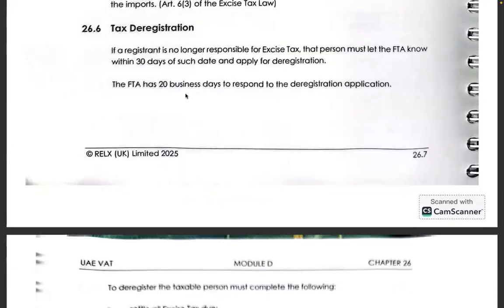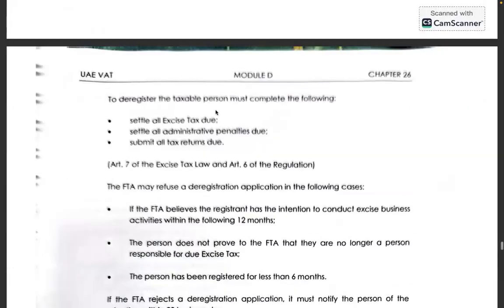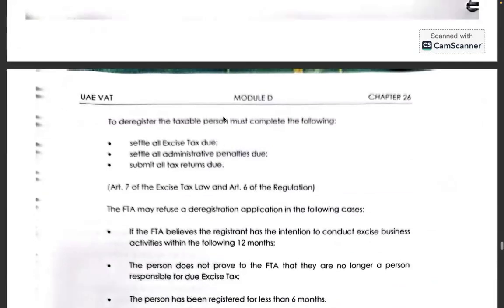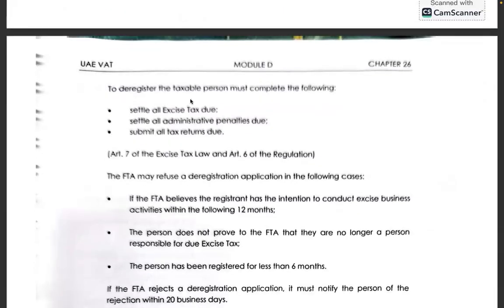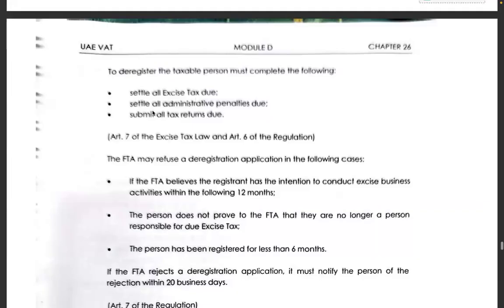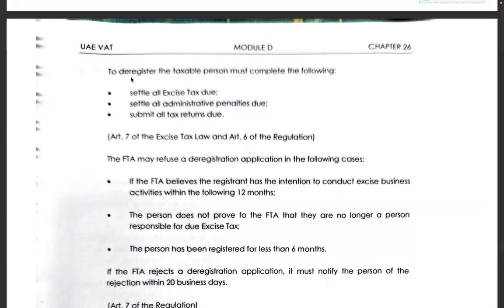The FTA has 20 business days to respond to the deregistration application. To deregister the taxable person must complete the following. This is quite similar, if you really think about it, to the VAT related regulations also. To deregister, the taxable person must complete the following: settle all excise tax due, settle all administrative penalties due, submit all tax returns due. So by settling all of that and submitting the tax returns that were due, the person will deregister.